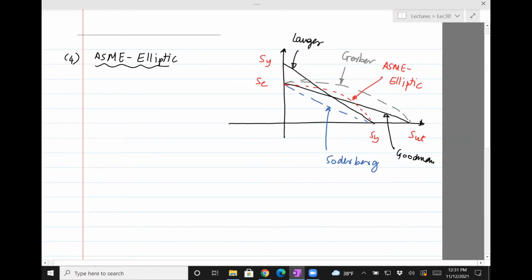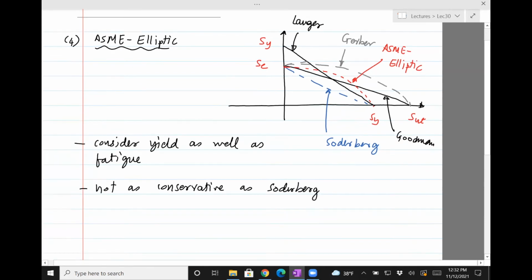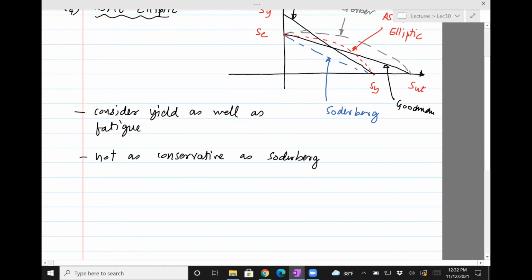So the advantage of this line, or this curve, is that it considers yield as well as fatigue. Okay, it is not as conservative as Soderberg. So it does the job of Soderberg, but it does so without being too conservative. Okay, so then how do you find the equation of this line? Well, you know it passes through SC and SY, and we're going to use an elliptic equation, the equation of an ellipse. And the equation is of this form.